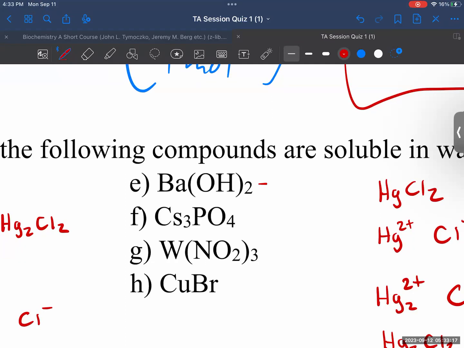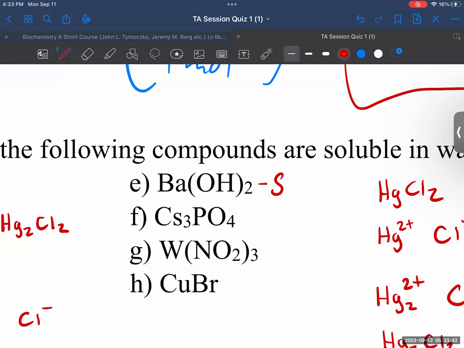All right, this is a easier one. Barium hydroxide. Soluble or insoluble? It is indeed soluble. Because what is hydroxide normally? Insoluble. What is your exception? Yep, group 1 and heavier group 2, barium hydroxide.